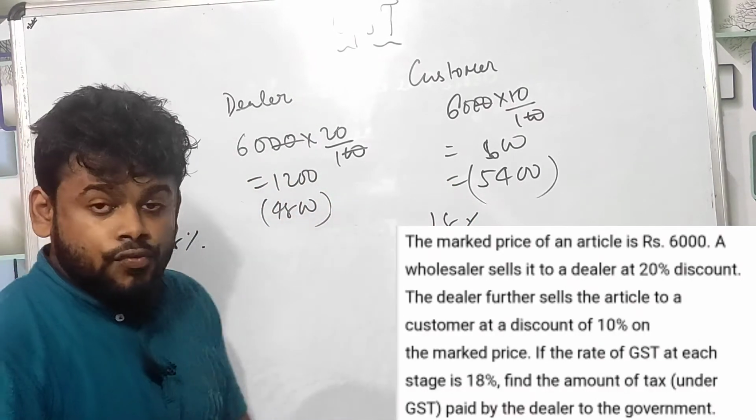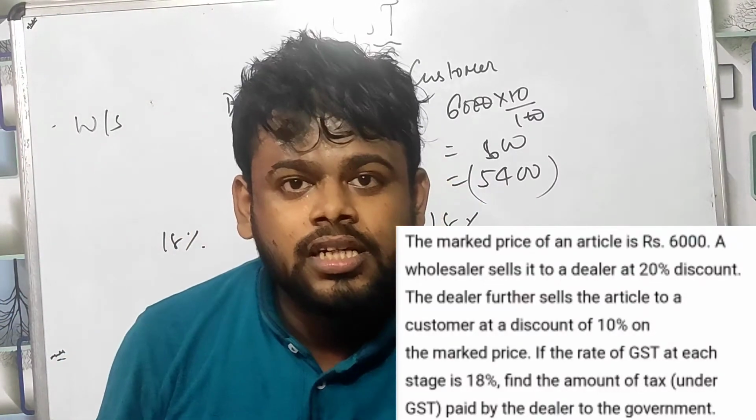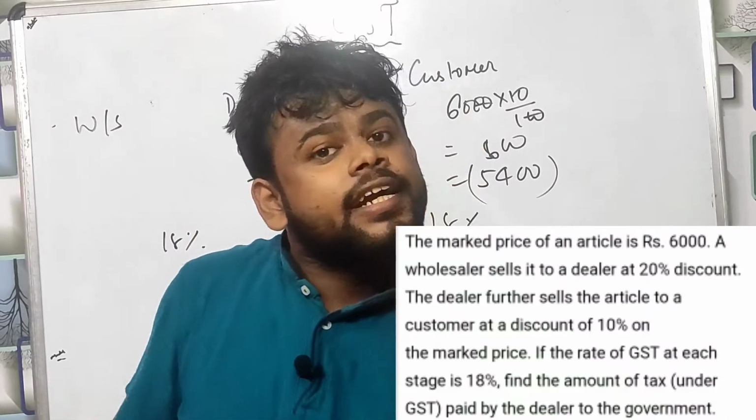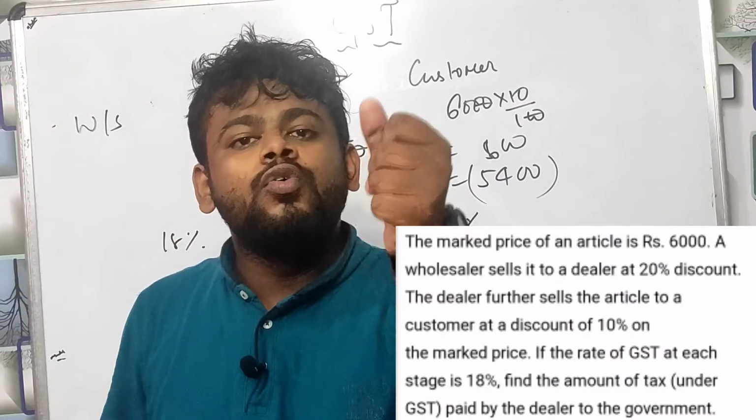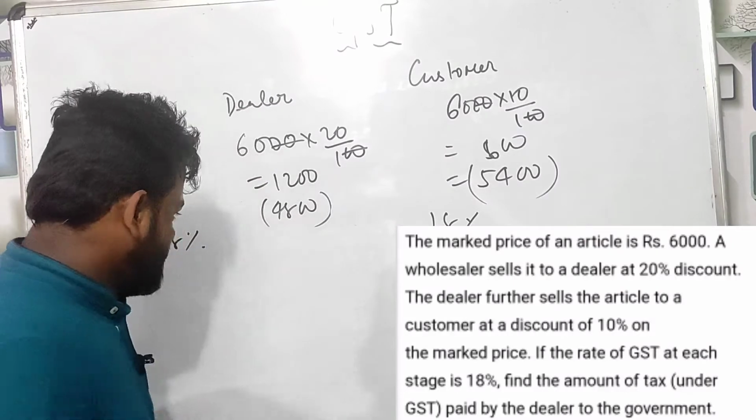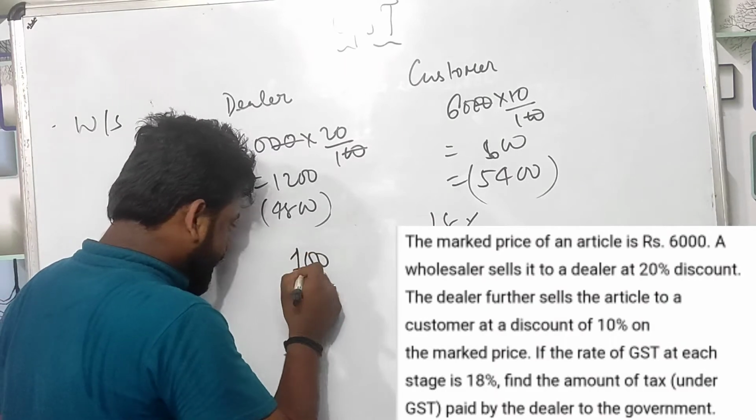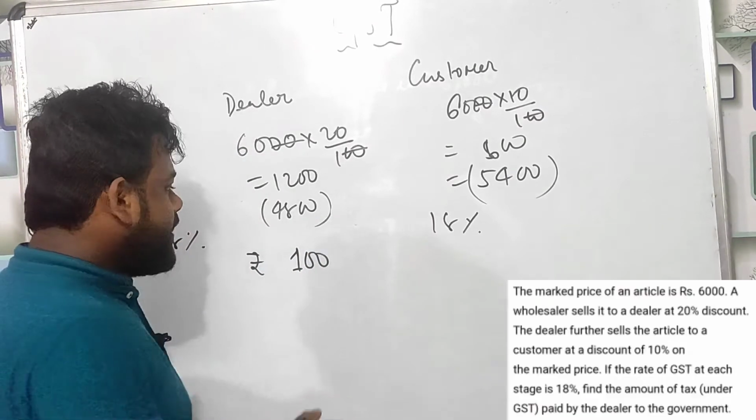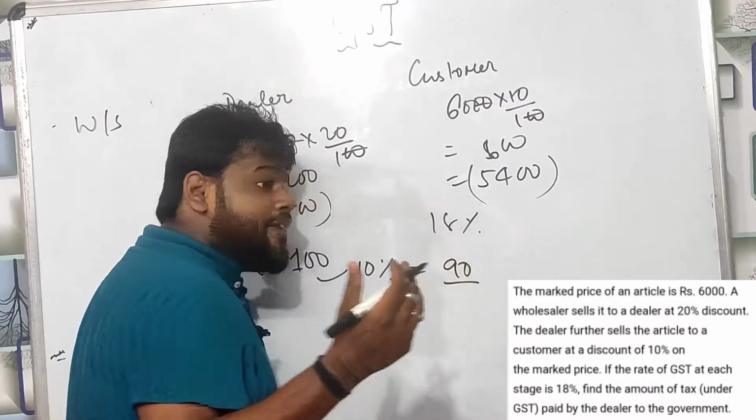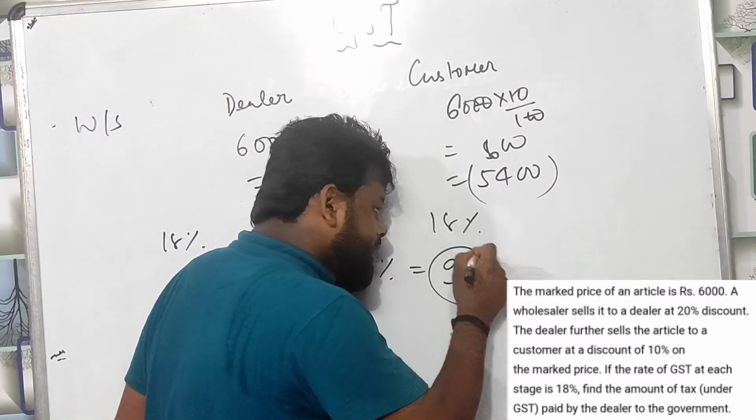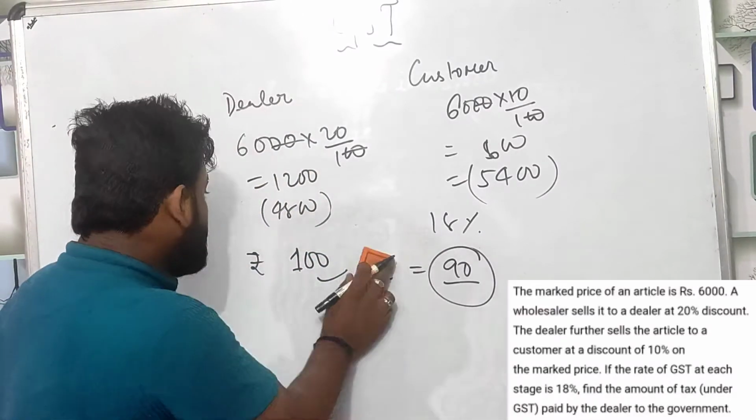Remember, children, a very important concept. You have to apply GST after deducting the discount. Suppose an object has a price of 100, and I am giving a 10% discount, so the price becomes 90 rupees. You have to calculate GST on 90. Never calculate the GST on the marked price. Remember always, my children, never do it wrong.